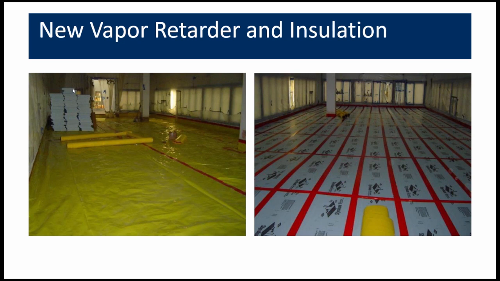These photos just illustrate our vapor retarder being placed, and then on the right, the layout of the insulation boards. It did change a little bit during the construction. They had more easily available, instead of 4x8 boards, 2x8 boards, which still worked fine. It was just a different configuration, but that's why in the photo it looks like they're smaller.